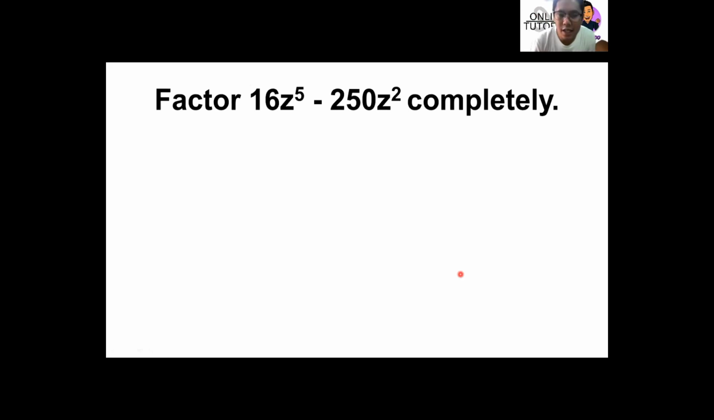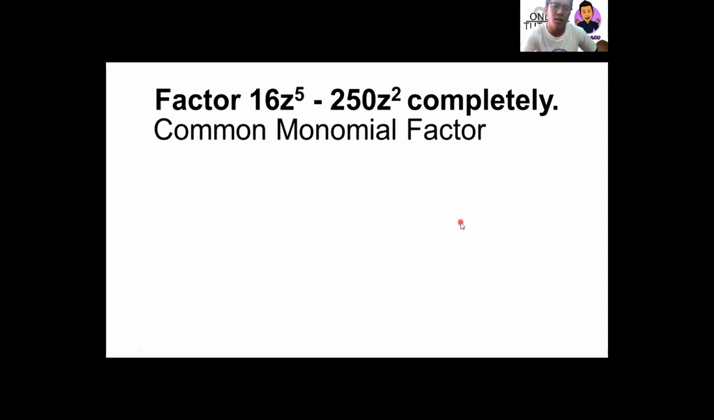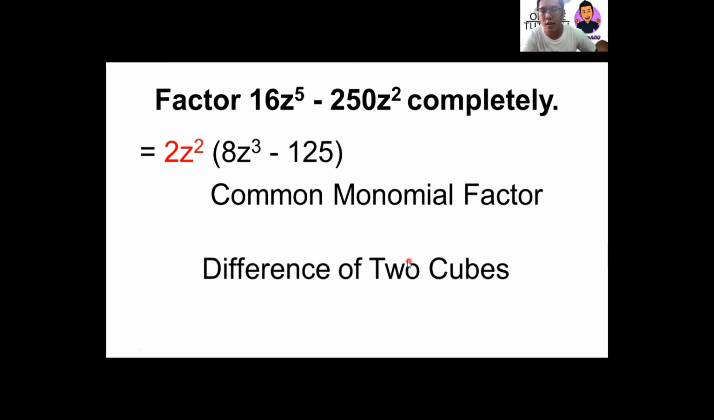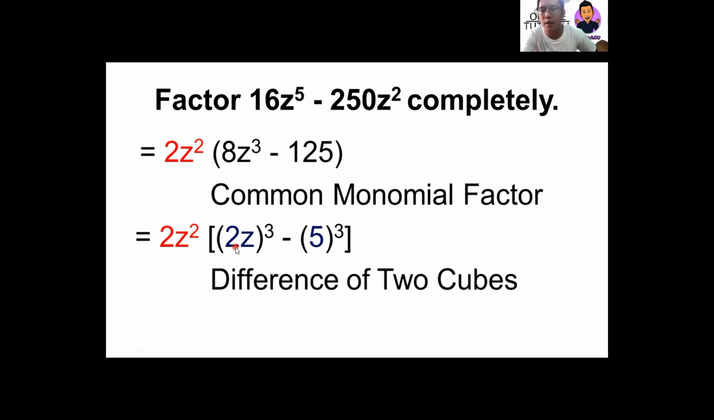Okay, factor 16z raised to 5 minus 250z squared completely. Okay, so as you can see, there is a CMF. So what do you think is the CMF of 16z raised to 5 and 250z squared? So the common monomial factor is 2z squared. Then 16z raised to 5 divided by 2z squared is 8z cubed. Then negative 250z squared divided by 2z squared is 125. And notice that this is a difference of two cubes, since 8z cubed is 2z cubed, 2z times 2z times 2z is equal to 8z cubed. Then 5 cubed is 125.